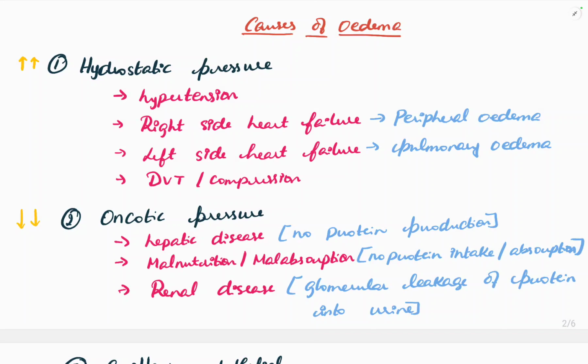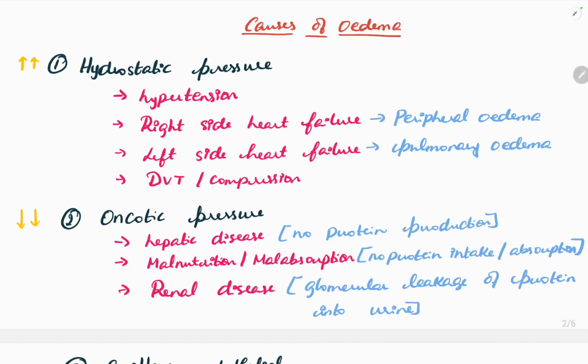Coming to oncotic pressure. What did we see about oncotic pressure? If there is an increase in oncotic pressure, it is going to push fluid from the interstitium to the intravascular space, so there's going to be no edema. But if there is a decrease in oncotic pressure, it is definitely going to cause edema because there's going to be more fluid in the interstitium. So what is the main cause of oncotic pressure? Protein. Protein is essential for oncotic pressure to be present. So if there is some cause due to which there's going to be deficient protein, then that is the major cause of decrease in oncotic pressure.